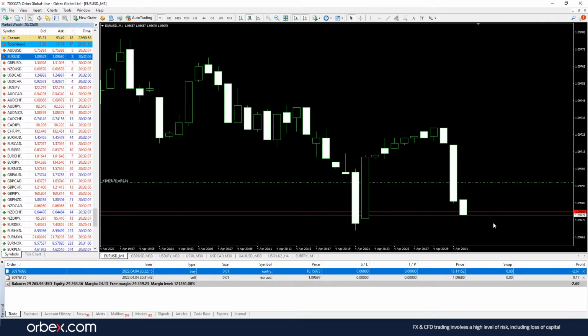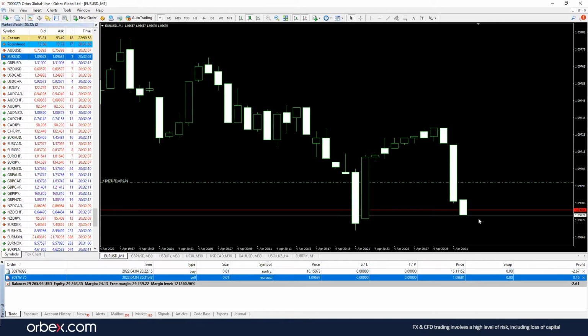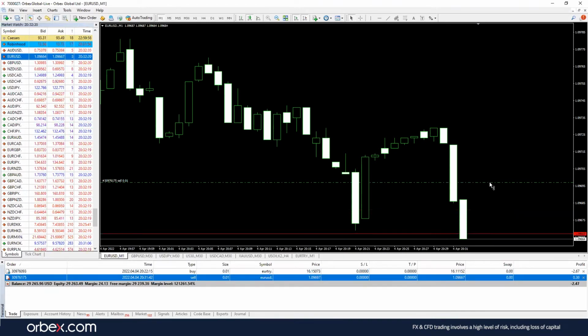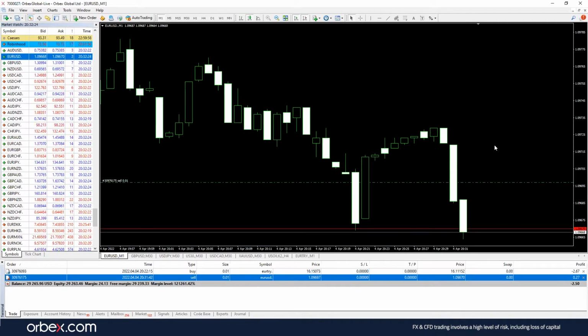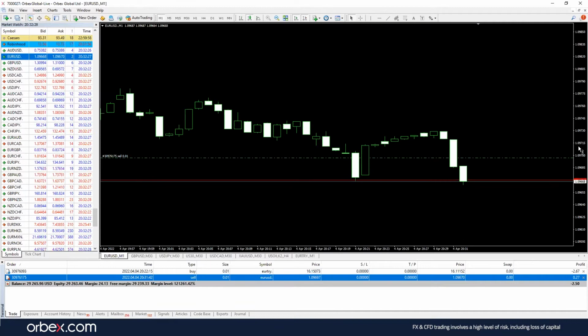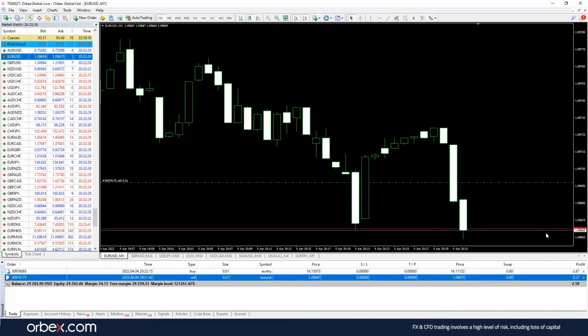And now I am making a profit, because what's happened is we've opened at the ask price, which is the red line, and now I want to close at the bid price. If the bid price was above my open price, then I would be in a minus. And as you can see, I've just put it back a little bit.